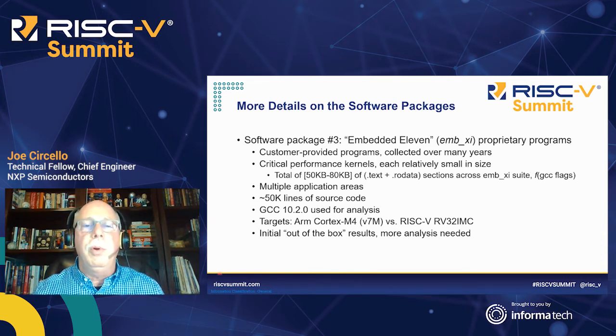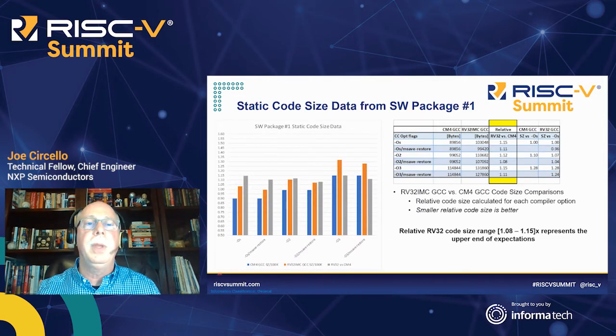And for this work, we're going to use GCC 10.2.0 for the analysis, both for, again, Cortex-M4 target as well as the RV32IMC target for RISC-V. The results of this work are kind of initial out-of-the-box data, and there's certainly more analysis work that needs to be done on this particular set of benchmarks.